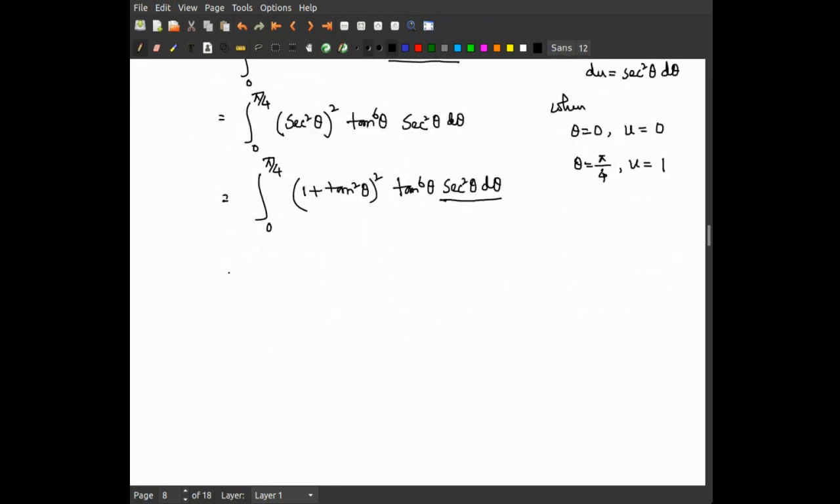So now my problem is the following. So this is 0 to 1. Instead of pi over 4, that would be 1, and this would be 1 plus u squared and then another square outside, and tangent to the power 6, that would be u to the power 6, and that secant squared theta d theta, the whole thing will be du. Okay, we need to expand. So if I expand, that would be 1 plus 2u squared, then u to the power 4, and this is u to the power 6 du.